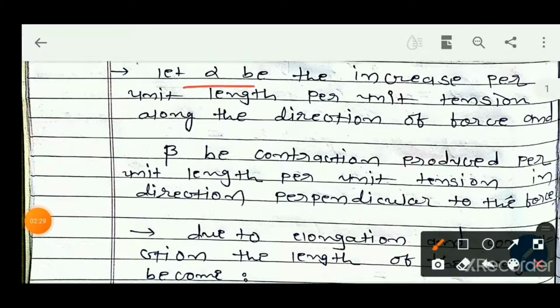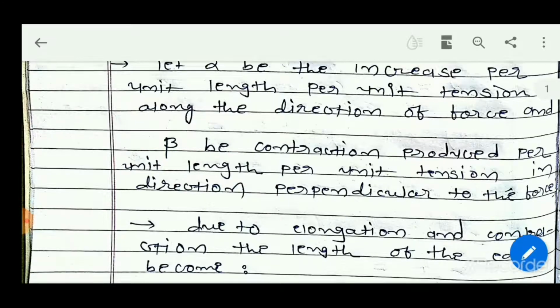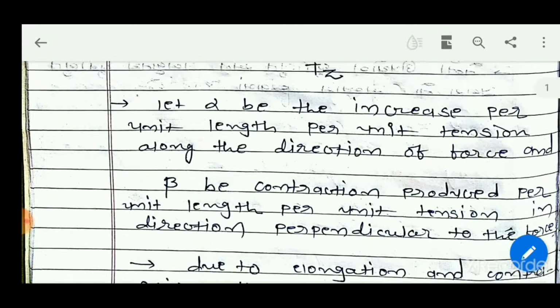Let alpha be the increase per unit length per unit tension along the direction of forces, meaning the elongation is called alpha, and beta be the contraction or compression produced per unit length per unit tension in the direction perpendicular to the force. So we have alpha and beta.